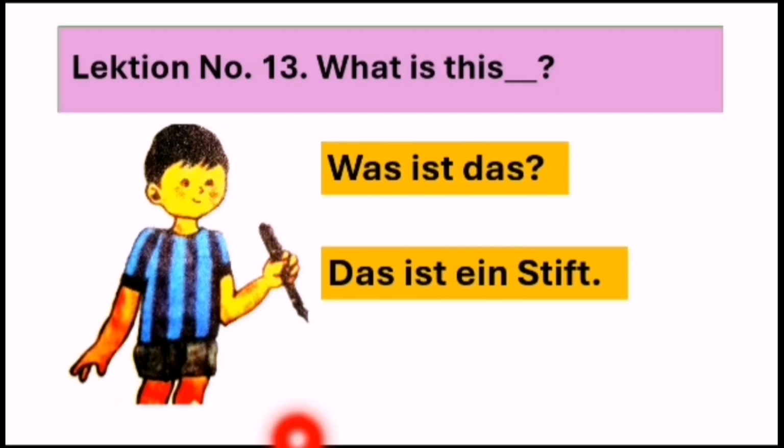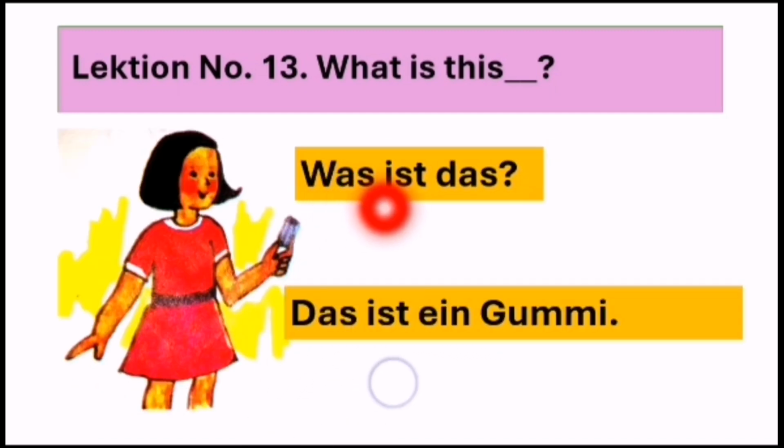So now look at this picture. Was ist das? What is it? Das ist ein Stift. This is a pen. Was ist das? Das ist ein Gummi. This is a rubber. Okay, this is a rubber. Was ist das? What is this? Das ist ein Gummi. This is a rubber.